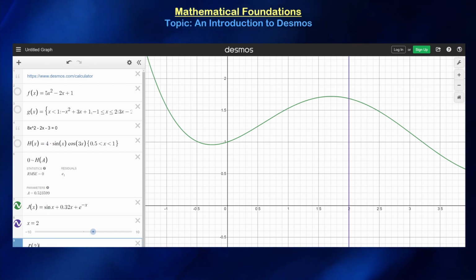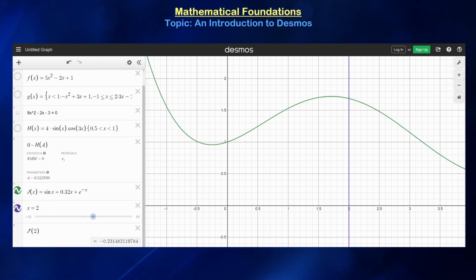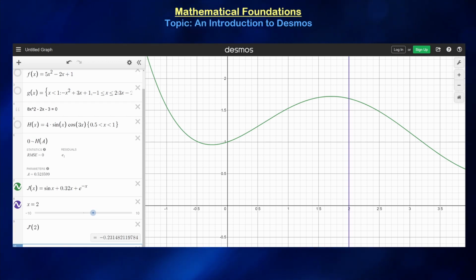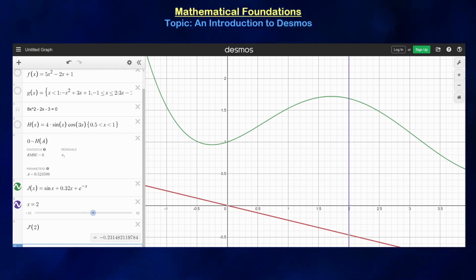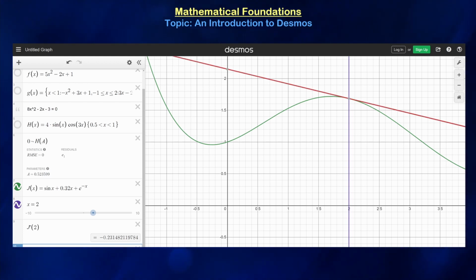What if I want to graph the line that is tangent to this curve at this particular point, or the linear approximation? So in case you learned this in calculus, the linear approximation to this curve is going to be equal to the derivative at that point times x minus that value plus the vertical height of that value. So this is the linear approximation to this curve at this particular point.